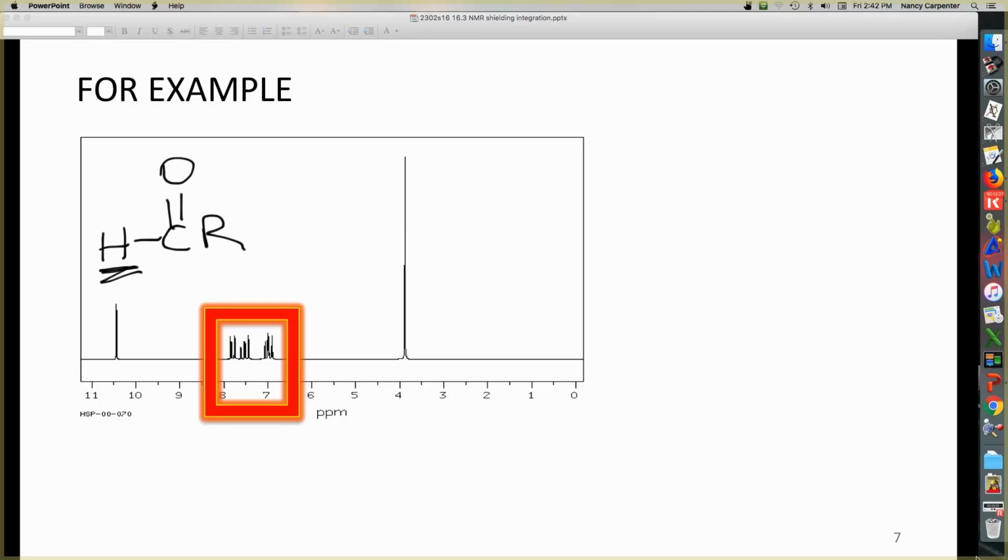Oh, that's not associated with an aldehyde. Aldehydes are associated with around 9 parts per million. This is even further downfield, so your correlation chart is going to tell you that Nancy is wrong, that it's really associated with carboxylic acid.